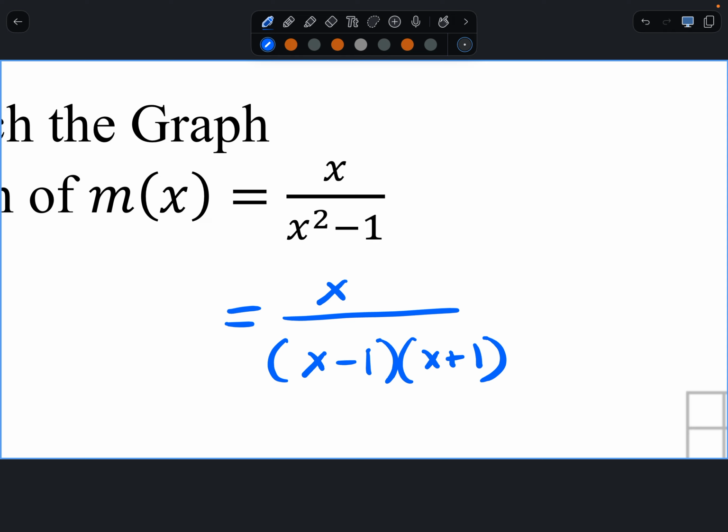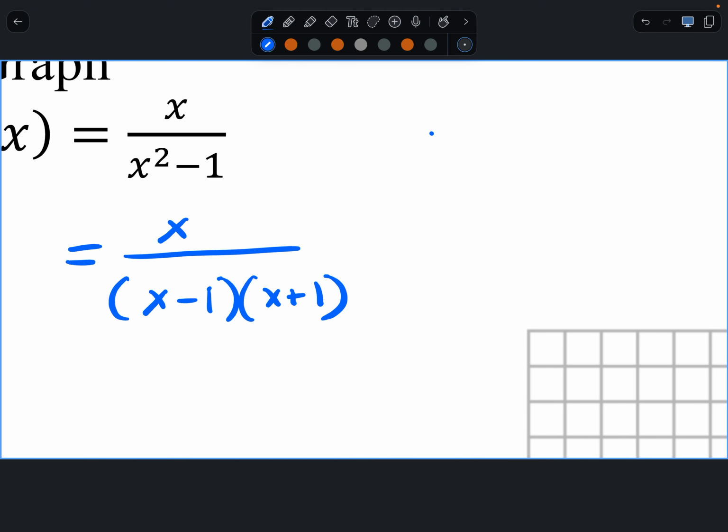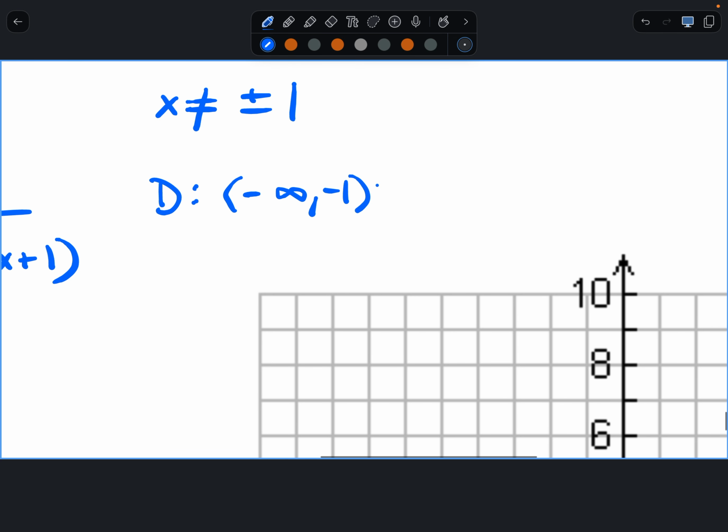If y approaches 0 as x approaches positive or negative infinity for the end behavior model, that means m of x also will, meaning that end behavior can be described by a horizontal asymptote at y equals 0. So we can sketch that.